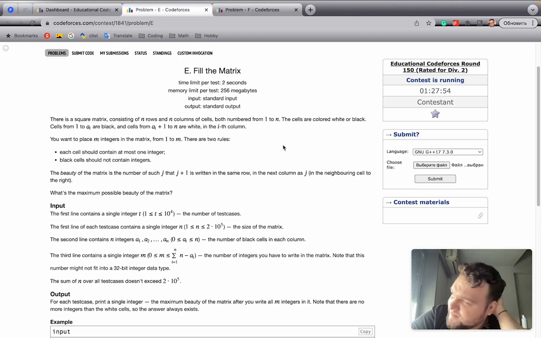So place integers in white cells, at most one integer in the cell. The beauty of the matrix is the number of such j that j plus 1 is written in the same row in the next column as j, so like to the right. What's the maximum possible beauty of the matrix?